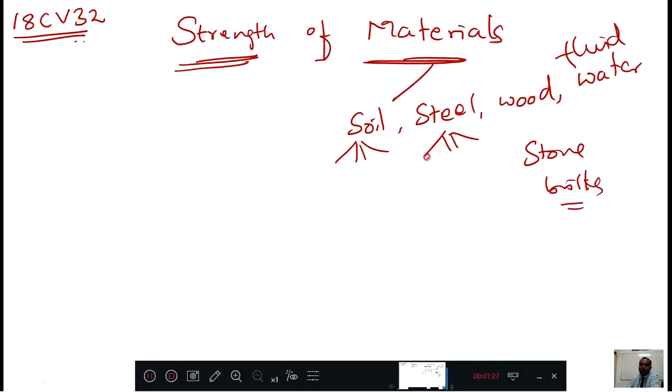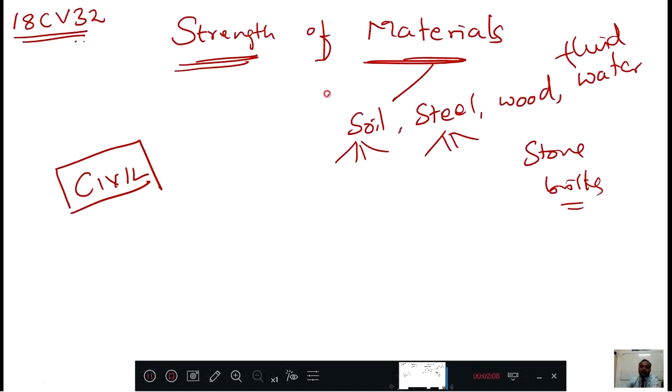Many are there, like ferrous materials, like steel. In place of steel you can consider copper, aluminum. These are materials, meaning all the materials which are used in civil engineering. Not only in civil engineering, in mechanical also, but we are civil engineers, therefore all the materials used in civil engineering, we are going to check whether they are suitable for the construction purpose or not.